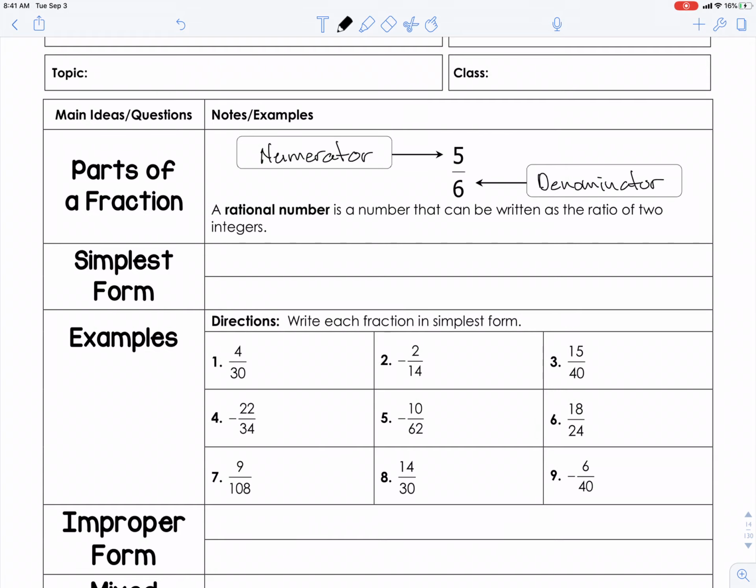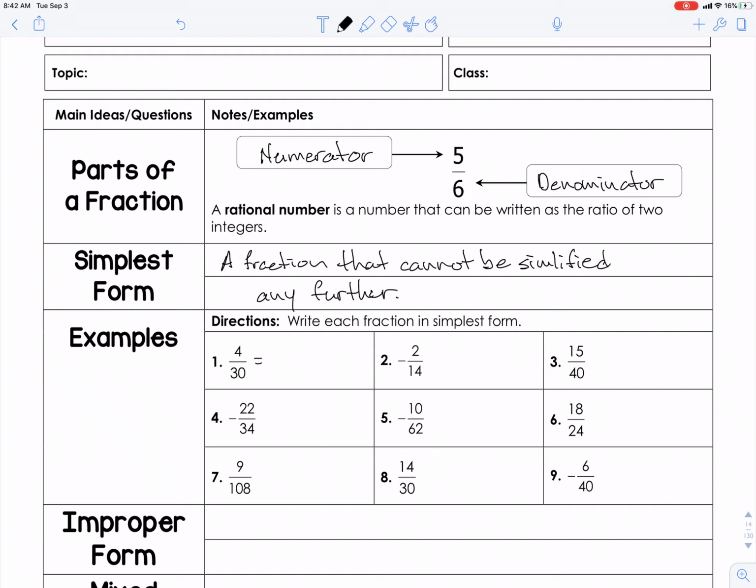Next part, the simplest form of a fraction. Simplest form is a fraction that cannot be simplified any further. And we'll go over some examples here of what that means. So if we look at the example of 4 over 30, or 4/30ths, I need to figure out what I can reduce that to. What are the smallest numbers I can use to represent that same quantity?